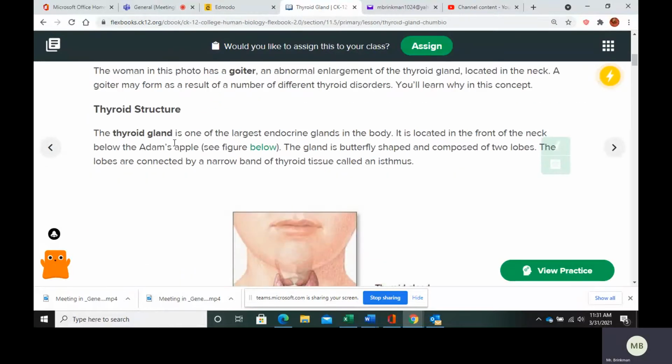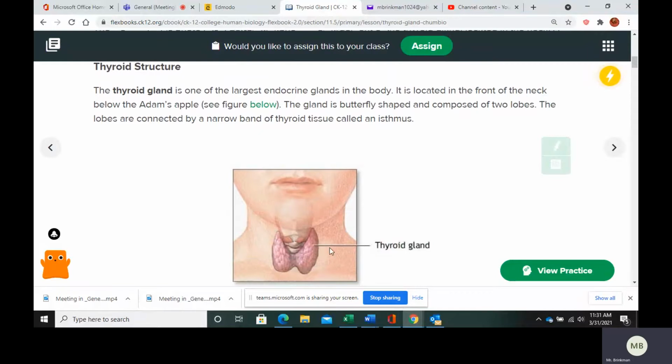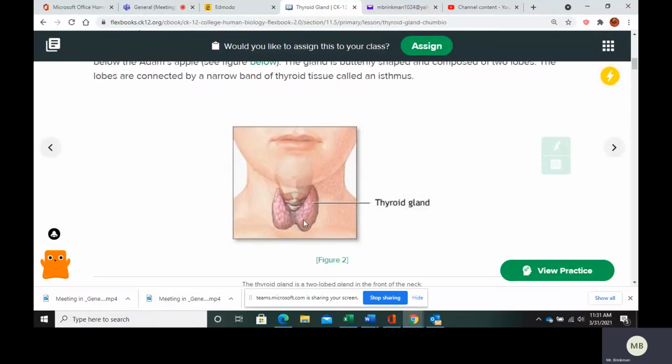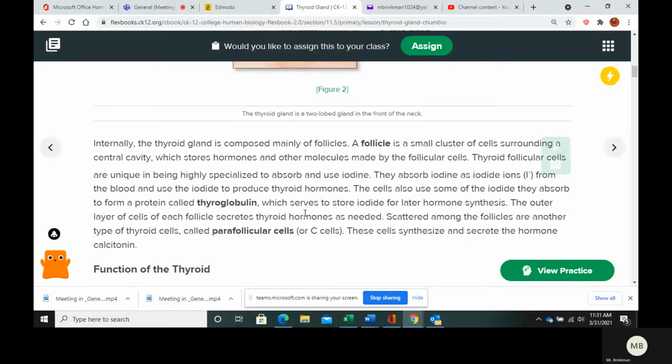So the thyroid gland is going to be one of the largest endocrine glands in the body. It's located here in the front of the neck, below the Adam's apple. It's butterfly shaped. It has two lobes, and the lobes are connected by thyroid tissue.